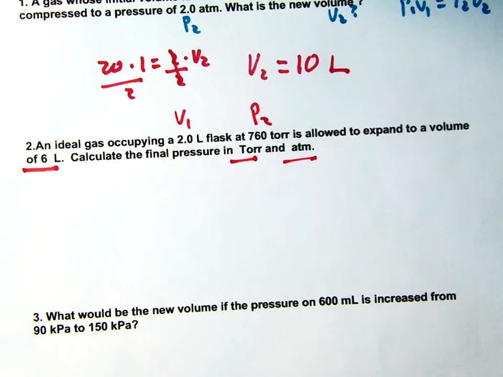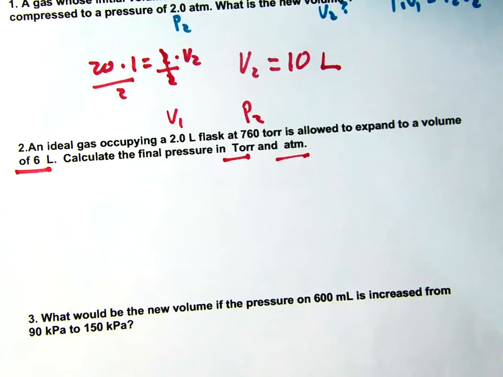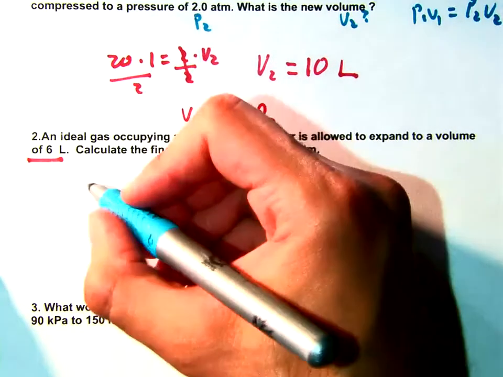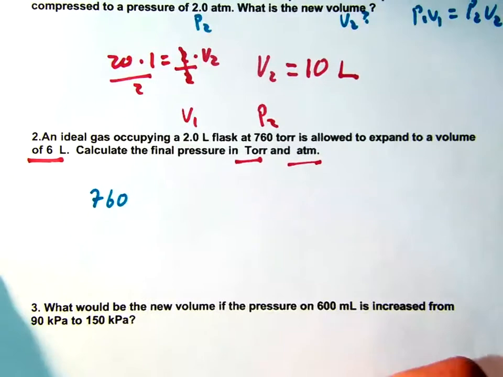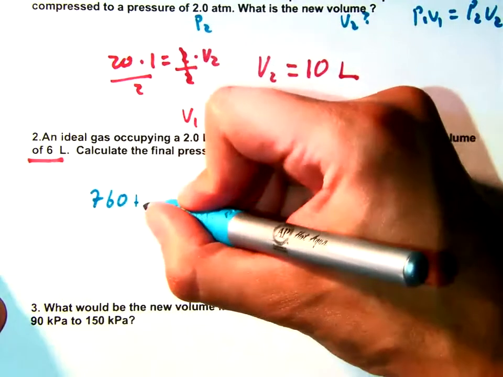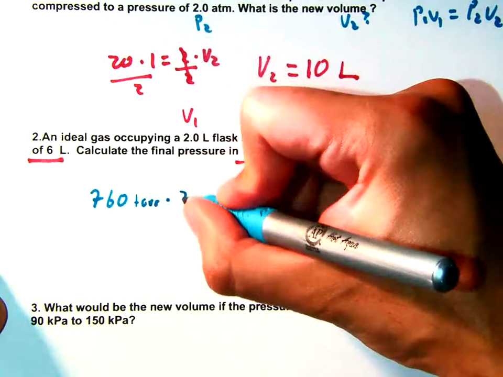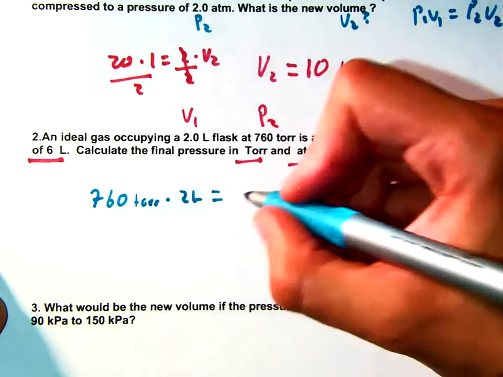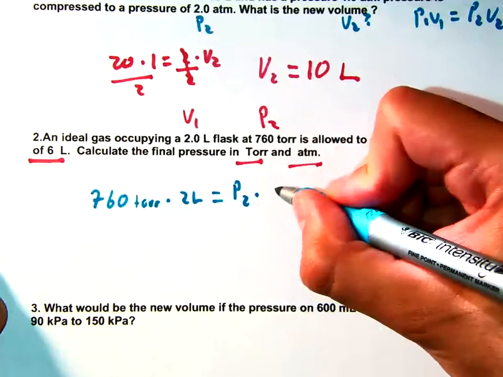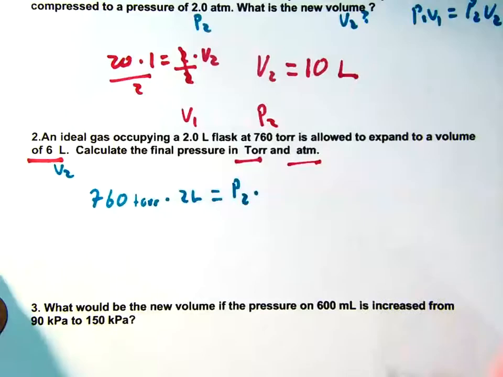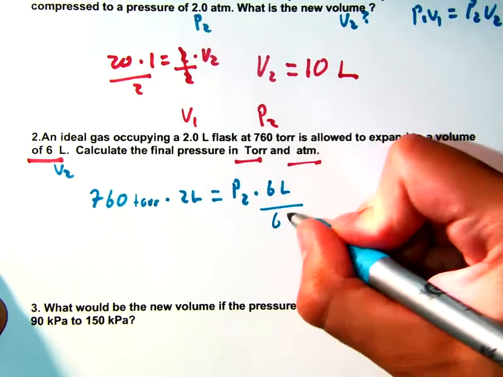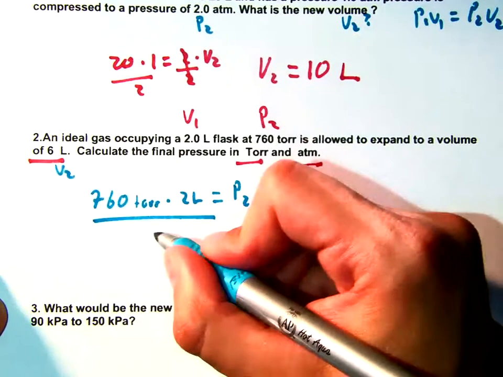Okay, so this problem's asking us for two things, right? First, we're going to end up solving in torr because that's the unit that's given to us. So let's just plug everything in. So I have 760 torr, we'll put the units in for this one, times 2 liters, right? Is equal to my second pressure, which I don't know, times my second volume, which is my V2, which is 6 liters. Okay, so I want to get this to the other side, so I divide by 6 liters. 6 liters cancel 6 liters.